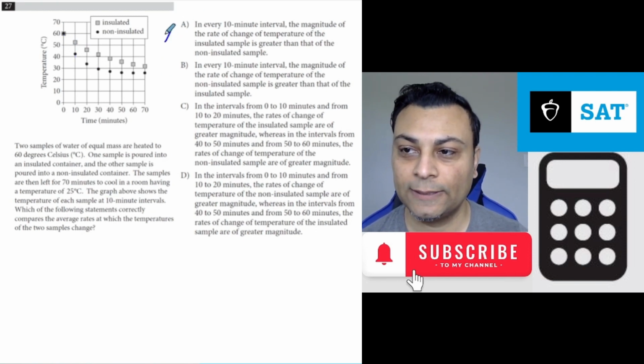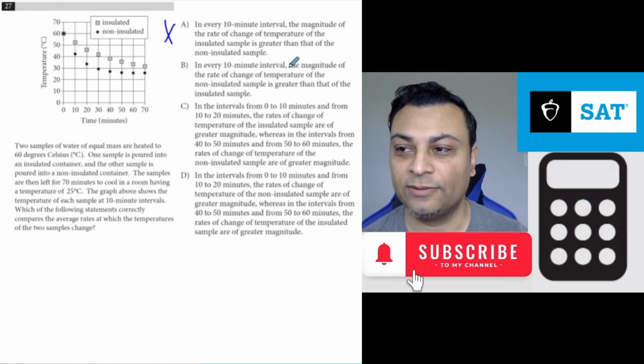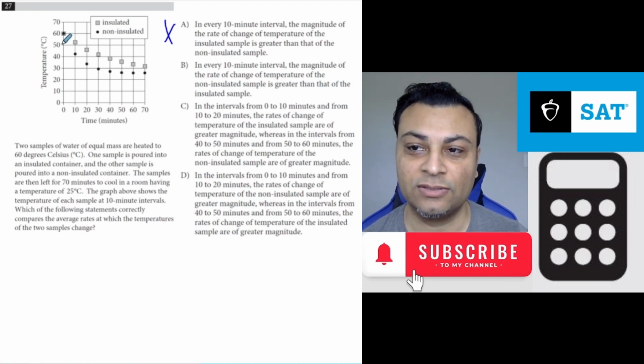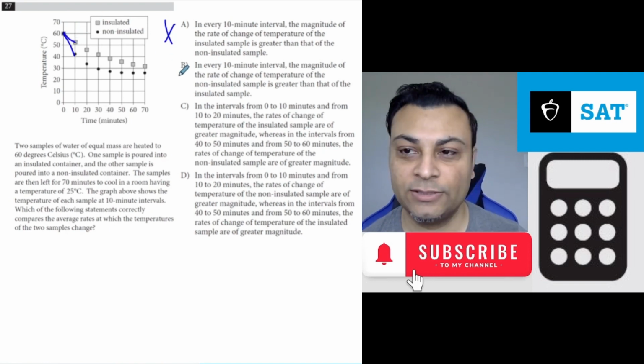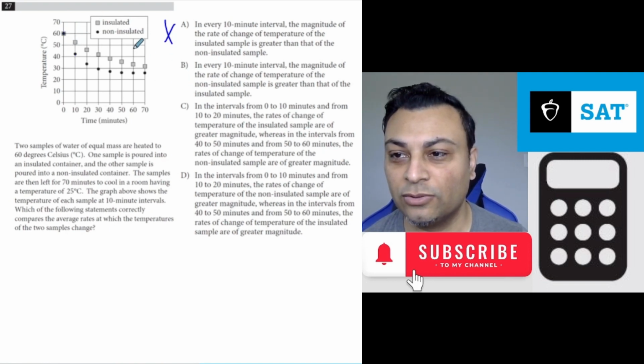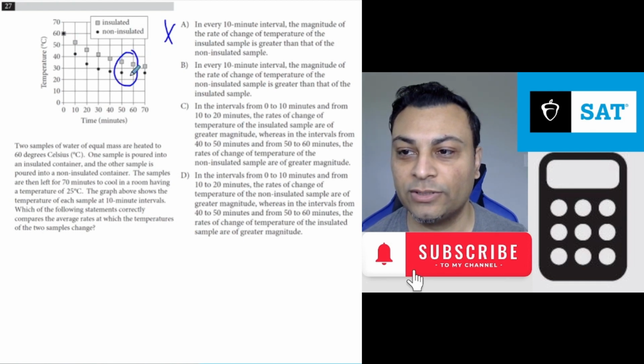So A is out. For B, in every 10-minute interval, the magnitude of the rate of change of temperature of the non-insulated is greater. So they're saying that these circle markers is always steeper every 10-minute interval. Now, it is true that it's steeper for the first 10-minute interval. You can see it's steeper there compared to there. But is it true always? Well, let's look over here. You can see over here that the circles is not that steep, but the squares is steeper. The squares are dropping more than the circles. So that's one example where the circles is not steeper.